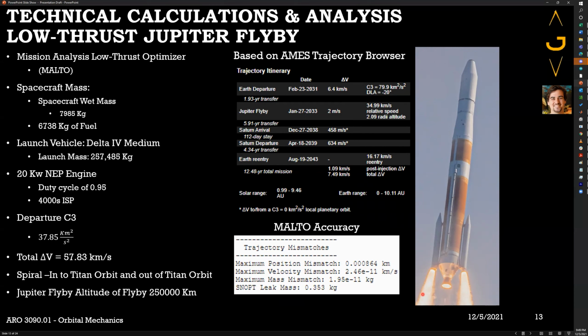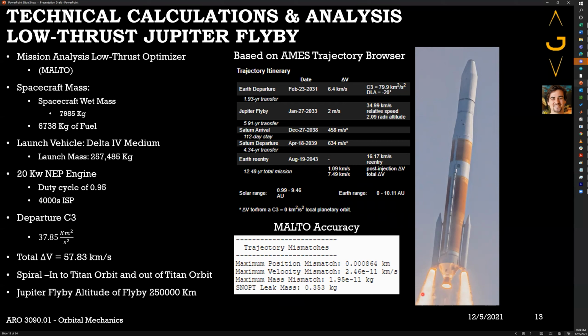Our launch vehicle was determined to be Delta IV Medium, providing just enough orbital capability and heliocentric injection for the mission. Our propulsion system for this mission was a 20 kilowatt nuclear electric propulsion engine with a duty cycle of 0.95 and 4,000 seconds of ISP.